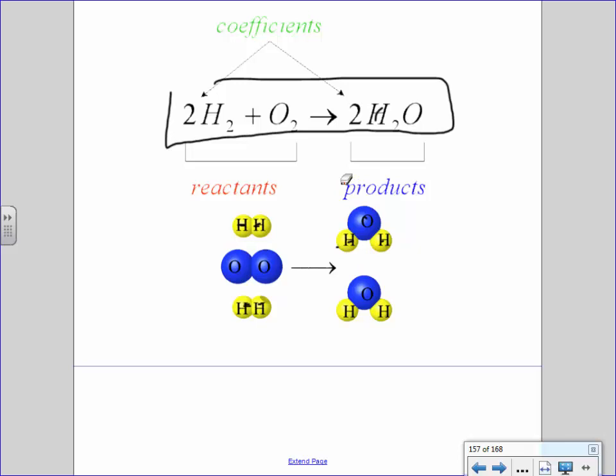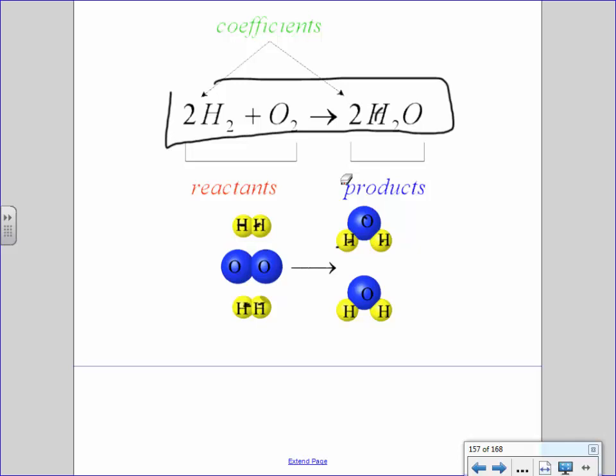In Science 9, you guys aren't expected to write chemical equations. Okay? So if you're looking at this going, whoa, where did this come from? That's fine. But you're expected to be able to look at a chemical equation and interpret what is happening. That's it. That's the expectation.